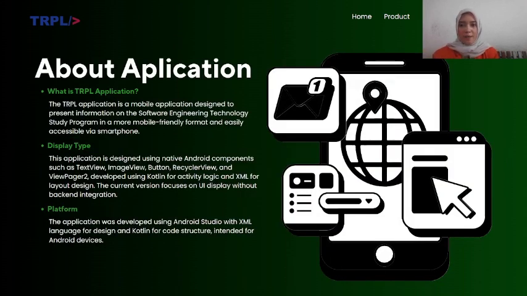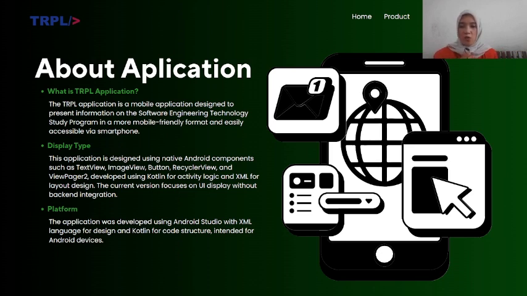What is the TRPL application? The TRPL application is a mobile application designed to present information on the software engineering technology study program in a more mobile-friendly format, easily accessible via smartphone. Display type. This application is designed using native Android components such as text view, image view, button, recycler view, and view pager 2. Developed using Kotlin for activity logic and XML for layout design. The current version focuses on UI display without backend integration.